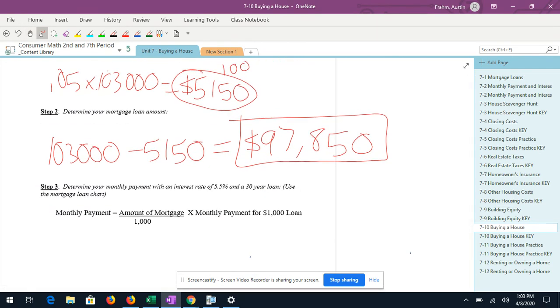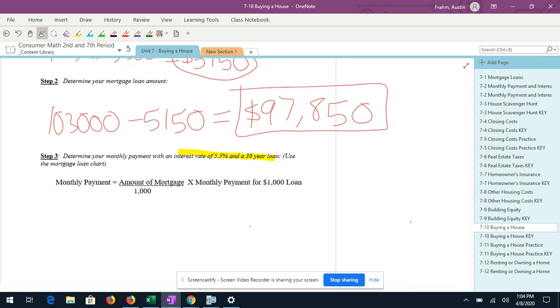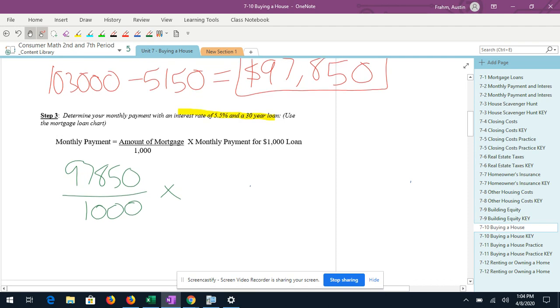Step 3 then says determine your monthly payment with an interest rate of 5.5% and a 30-year loan. And it says to use the mortgage loan chart. So this equation we did back in 7-2, way at the very beginning. To get the monthly payment, you got to take the amount of the mortgage divided by 1,000. So that would be 97,850 divided by 1,000. And then you multiply it by the monthly payment for a $1,000 loan. And that chart is at the bottom of the page.